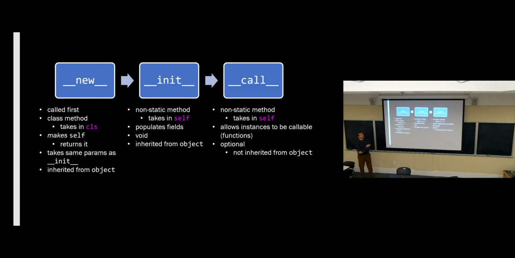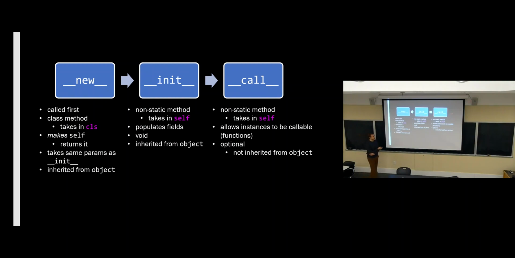New is a method that gets called before init, and it returns self. So, you might ask, where did init get this self from? Who made self? Well, new makes self. So new is a class method. It takes in the class itself, and it makes the instance and returns it. And then that instance gets passed into init, and init populates that instance.